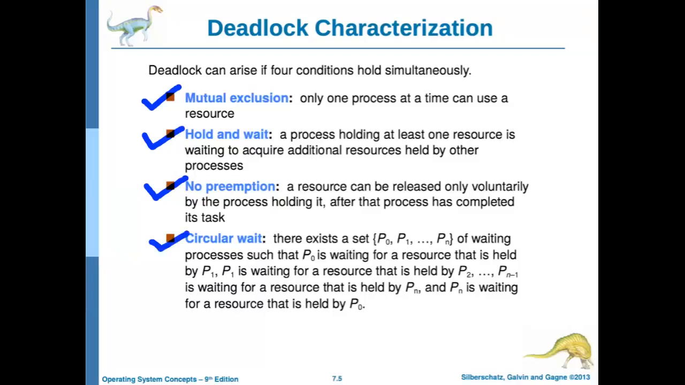So these are also called the necessary and sufficient conditions for deadlock to occur: mutual exclusion, hold and wait, no preemption, and circular wait.